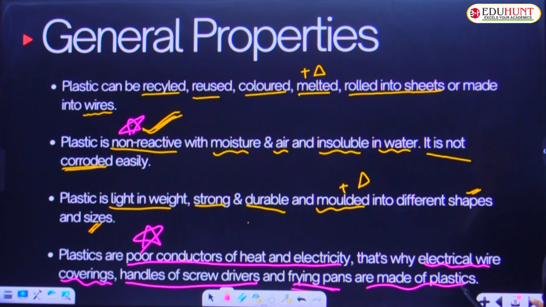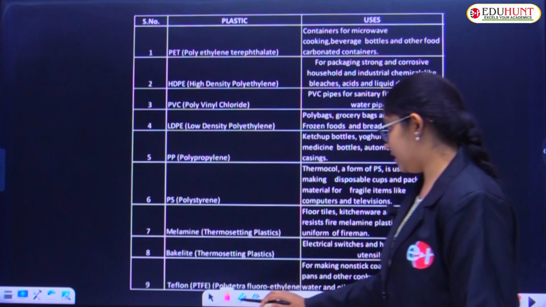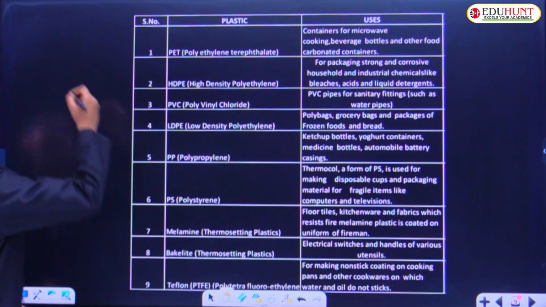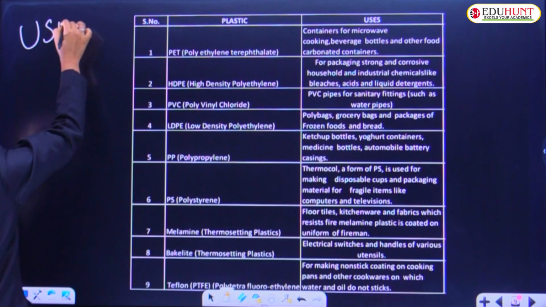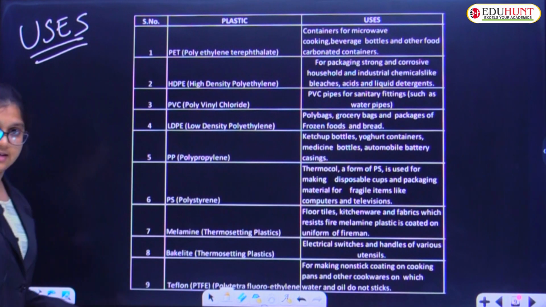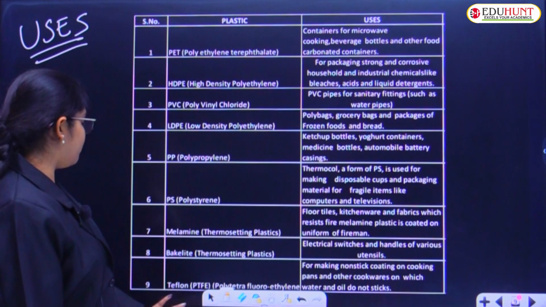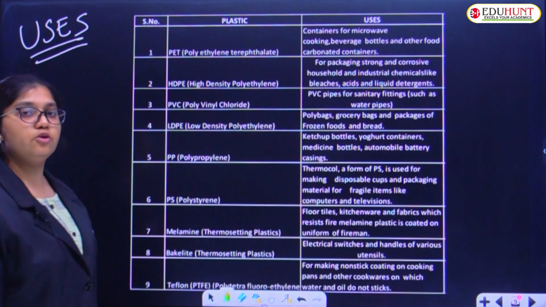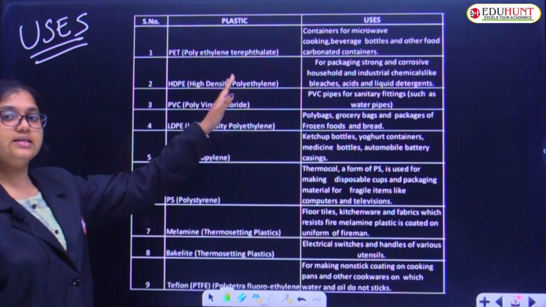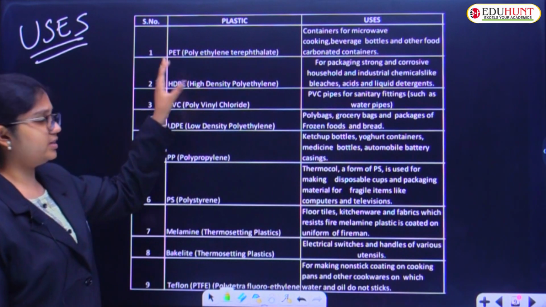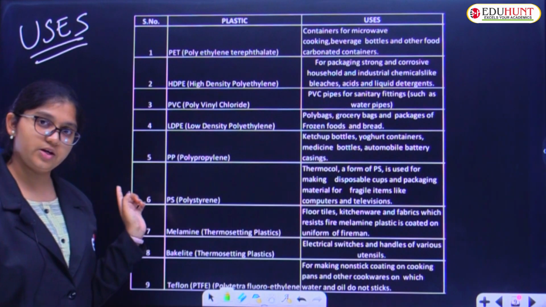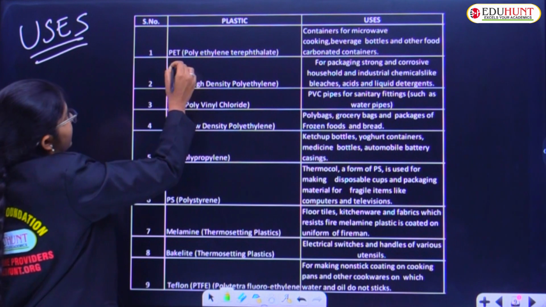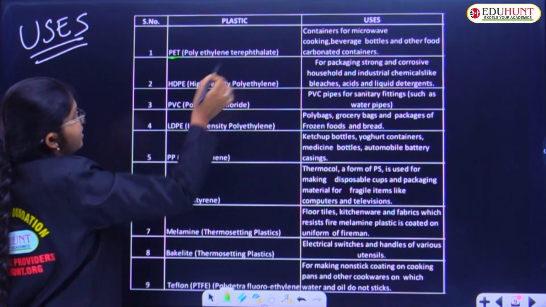Now we'll look into the uses of plastic. What are the uses of plastics? How many types are they divided into? How are they used in different categories? We'll learn now, okay? So the first one is PET. What is that, children? What is the PET full form? Polyethylene terephthalate. If you see the word, it is all about polyester. Did you see the word over there in the synthetic fiber? Very good. So PET is polyethylene terephthalate.